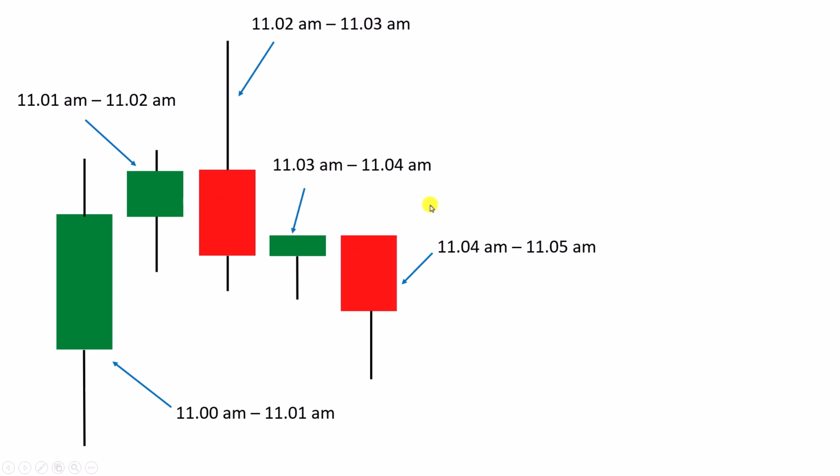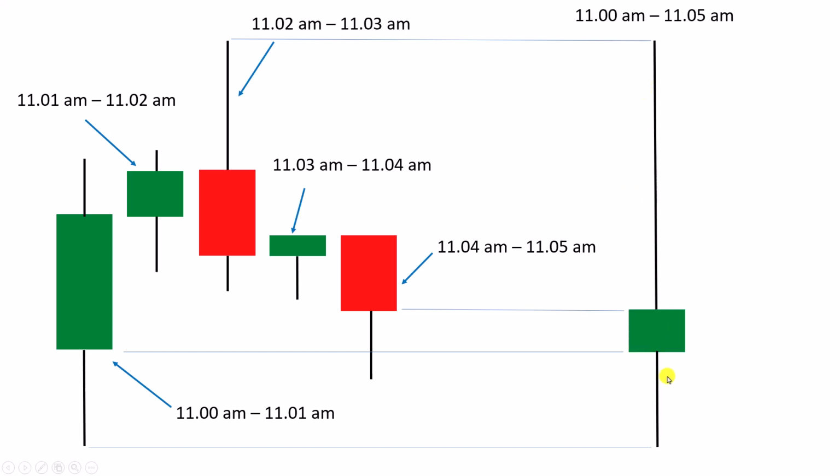Okay. Now if we combine this by taking various levels, the candlestick would look like this. And this would be a 5-minute candlestick. And this 5-minute candlestick represents the movement of price from 11 a.m. to 11:05 a.m. Okay, 11 a.m. to 11:05 a.m. Now, how did I get these levels? Let us understand.